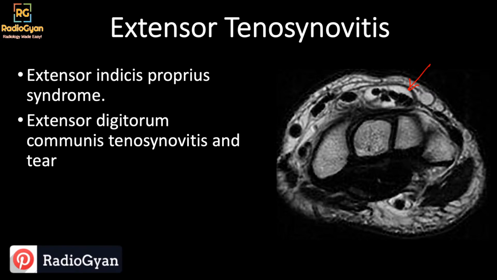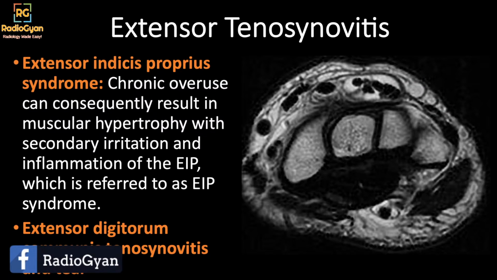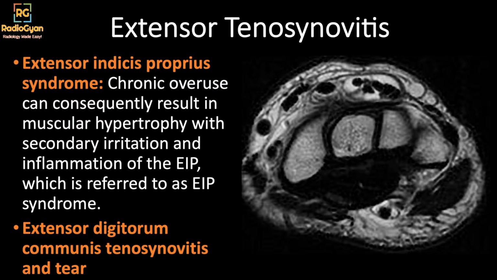Isolated extensor indicis tenosynovitis is known as extensor indicis proprius syndrome. Again, there is no specific clinical presentation for these. So as I said, extensor indicis proprius syndrome can be seen due to chronic overuse and muscular hypertrophy secondary to irritation and inflammation of the extensor indicis.